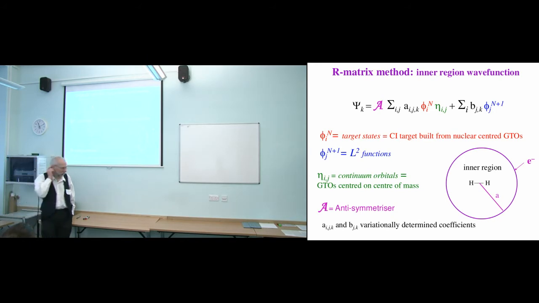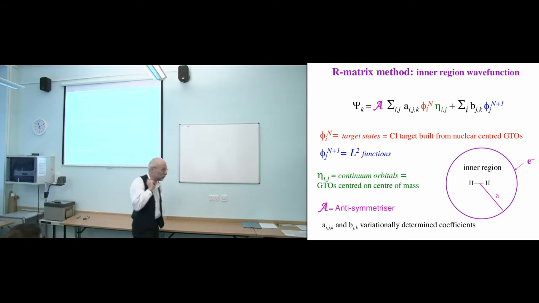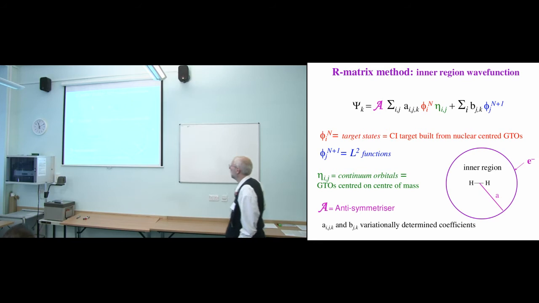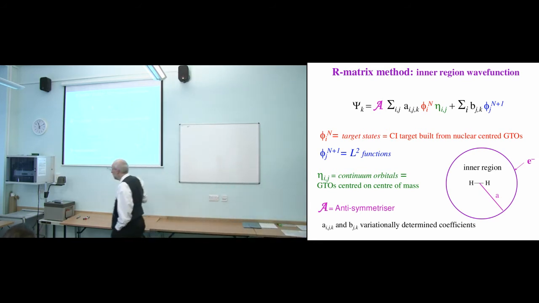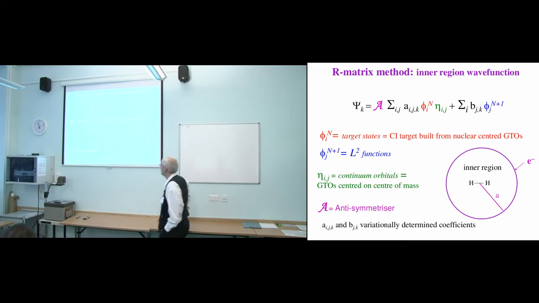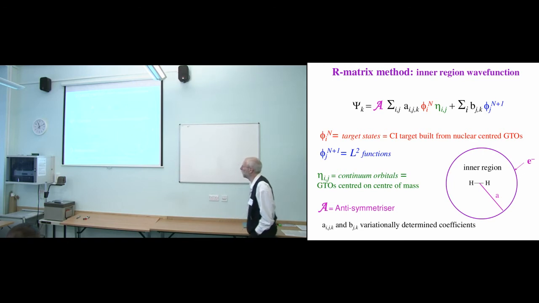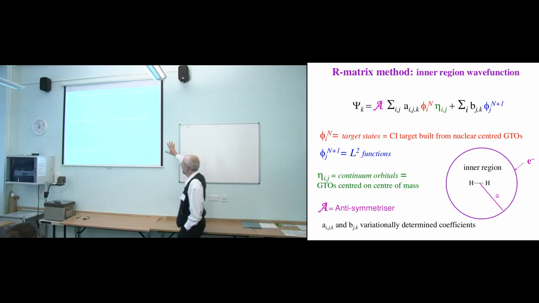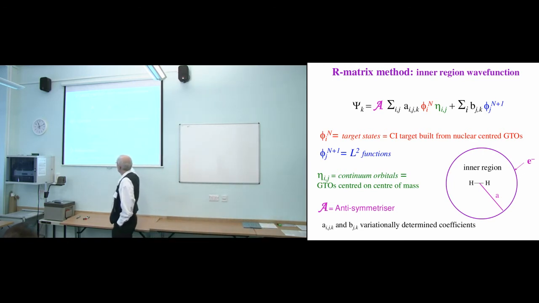So I'm not going to spend very long on this slide, but this is actually the formal inner region wave function one uses for R matrix theory. The first summation there is simply a target wave function times the continuum one, and the second one corrects all the other bits. I'm not going to talk about that at all.